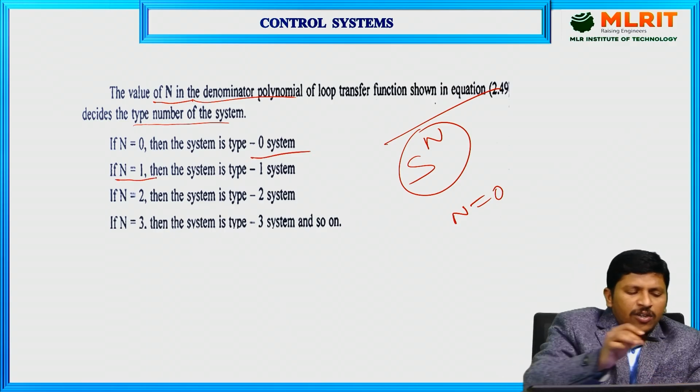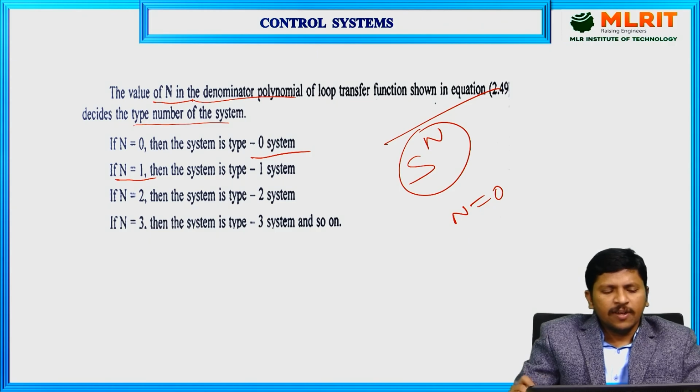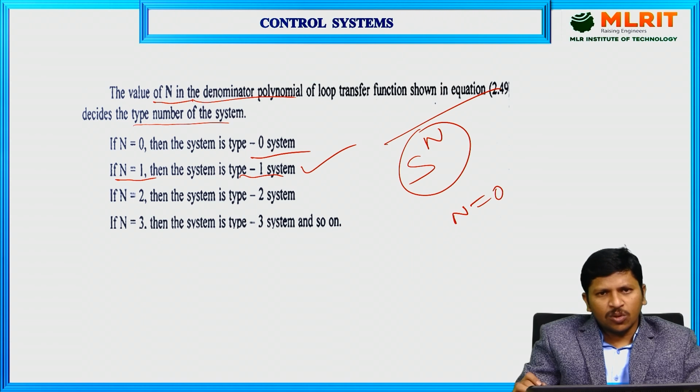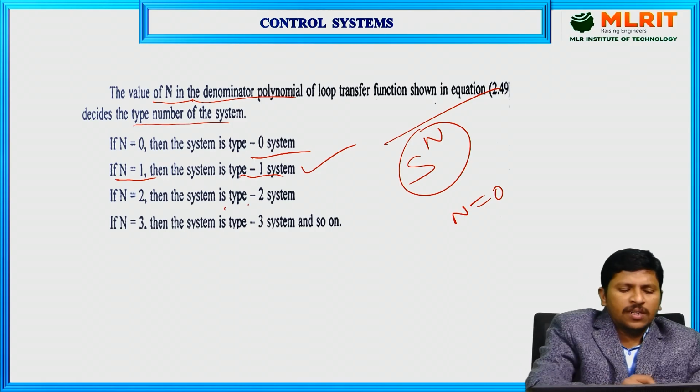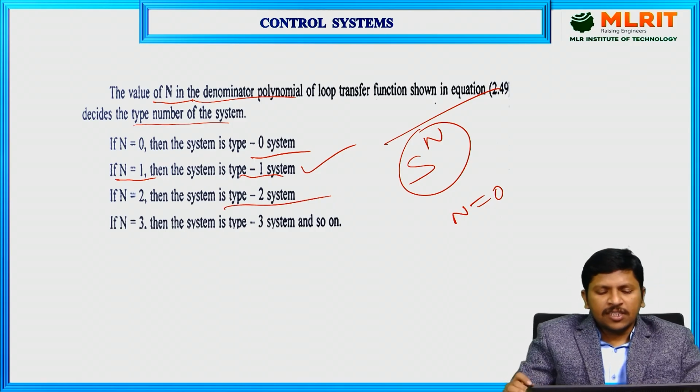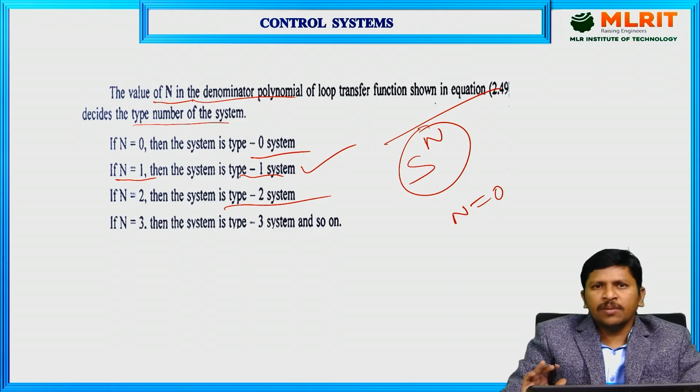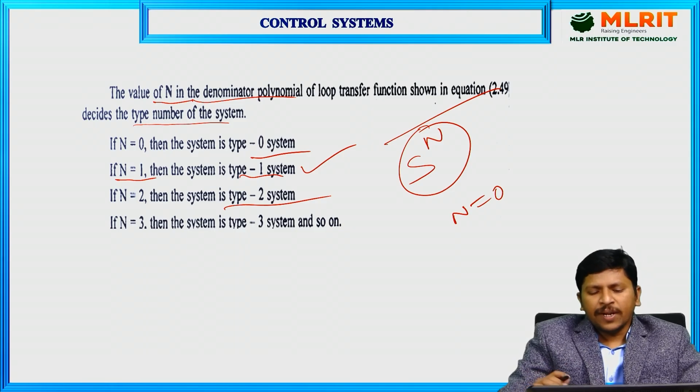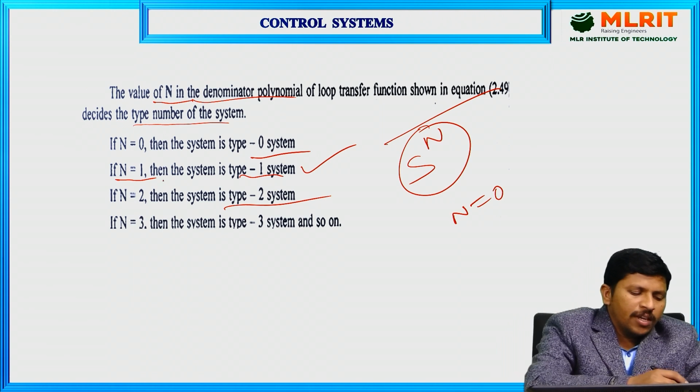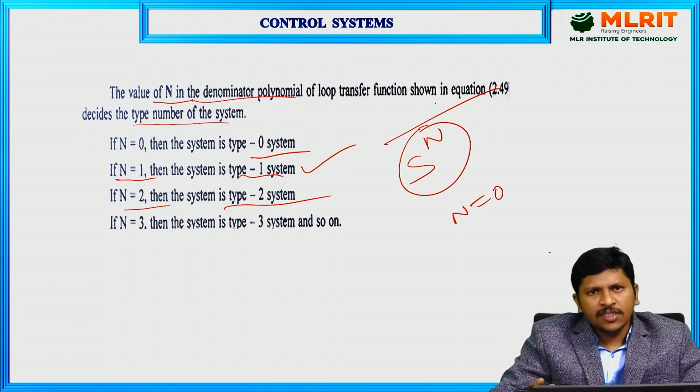Next, if we substitute N equals 1, then the system is a type 1 system. Like that, N equals 2, 3, 4 and so on. When we substitute N equal to some number, that number indicates the type number of the system. Simply, the simple definition is that the number of poles present at the origin indicates the type number of any control system. If I substitute N equals 2, then the system is type 2.